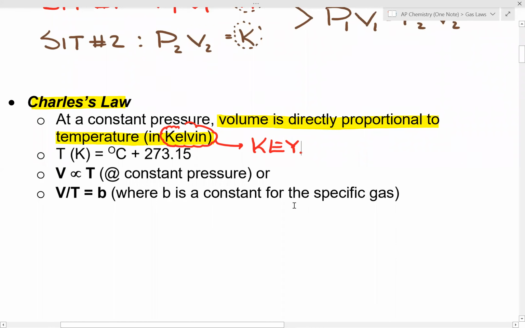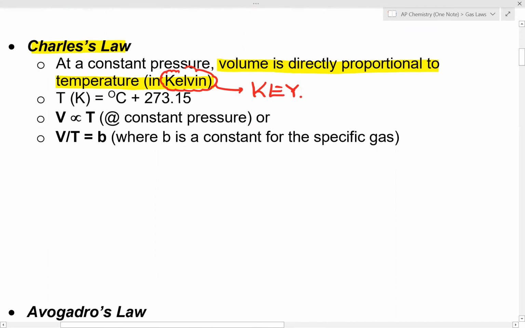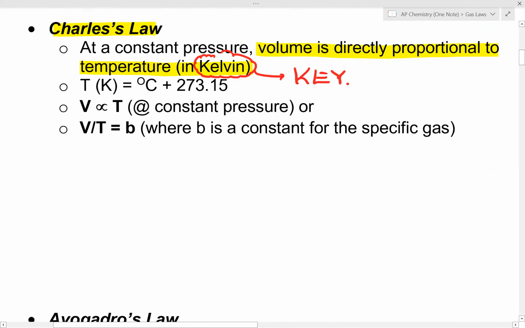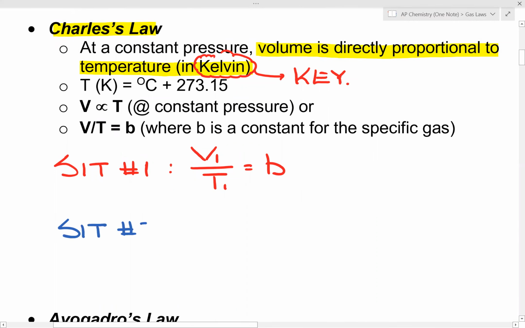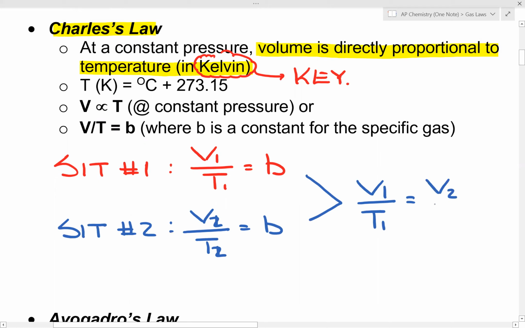The volume and temperature are proportional. Again, we can take this proportionality and say volume divided by temperature is equal to B, where B is a constant for a specific gas. So for situation number one, we would have V1 over T1 is equal to B, a constant for a gas. If we use the same gas, in situation number two, V2 over T2 is also equal to B. We can combine it, and what you have is V1 over T1 is equal to V2 over T2.